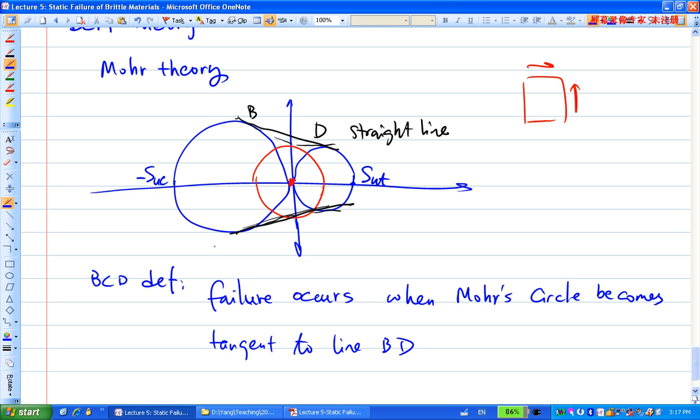So the whole question is, what will be the mathematical expression here? I'm running out of time, so I'm going to skip some derivations. I have pretty detailed derivations of each one of the theories, but I'll summarize the different cases of what the BCM is according to this general definition.